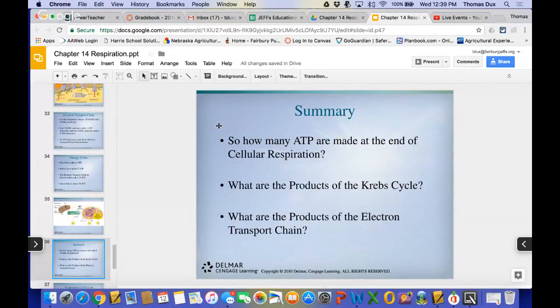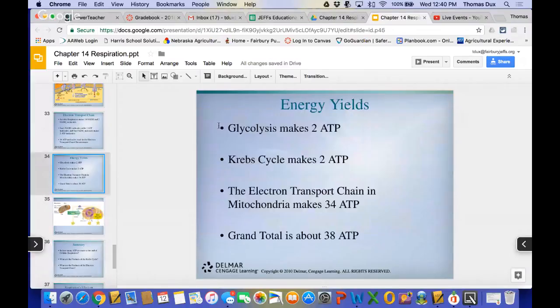So in summary, how many ATP are made at the end of cell respiration? About how many? 36 to 38. I mean, that 38 was just kind of an about number. What are the products of the Krebs cycle? Anybody remember? Go back to yesterday. Yes, FADH and NADH and some ATP. And then what are the products at the end of the electron transport chain? We just have a ton and ton of ATP.